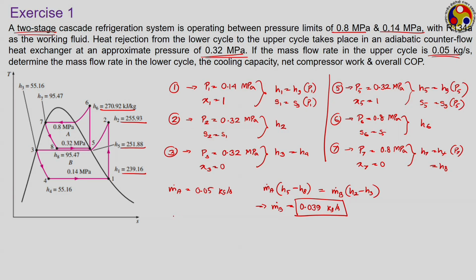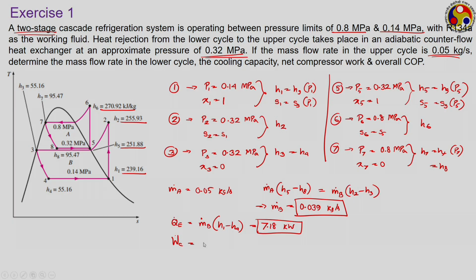Now, the cooling capacity will be equal to, we have to talk about the evaporator of the lower cycle. So, it is m dot B into H1 minus H4. We know H1, we know H4 and now we have just calculated m dot B. So, from there it will be 7.18 kilowatt.